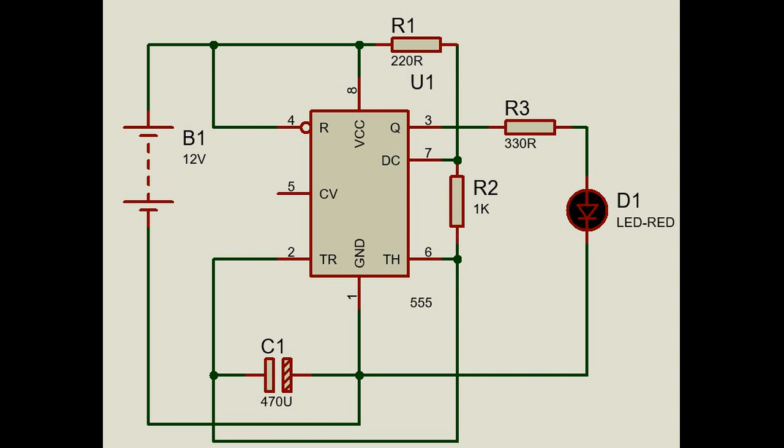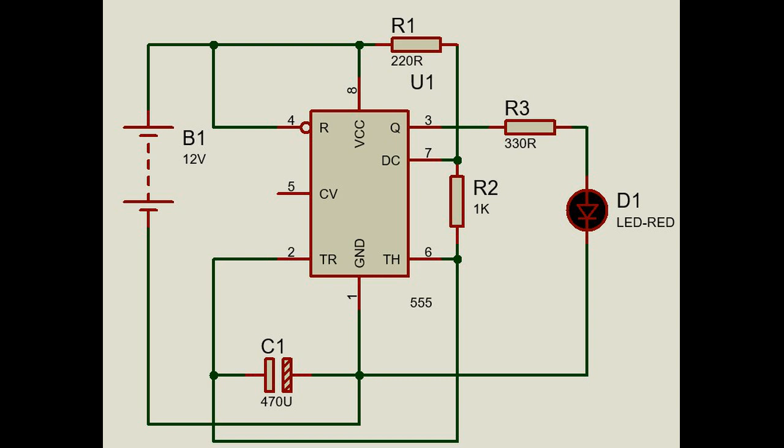For construction, we will use one 555 timer IC, R1 of 200 ohms, R2 about 1k ohms, R3 about 330 ohms, C1 470 microfarads capacitor, and a 12 volts power supply. Pin 5 can be connected to a low value capacitor to prevent it from picking electrical noise. However, it's not necessary in this application.